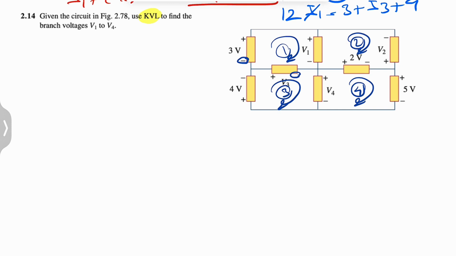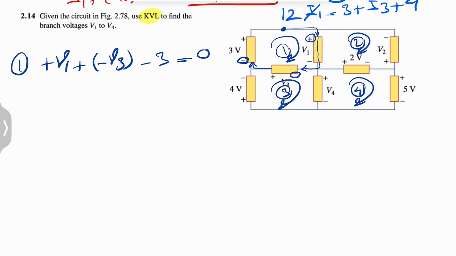We can start from any point. For loop 1, we can start from this top part and get to this point. So we have positive V1, plus passing through this, getting to the negative pole of this one, which is our V3, so negative V3, and here we're going to get negative 3, and this will be equal to 0. That's what we get from our first loop.